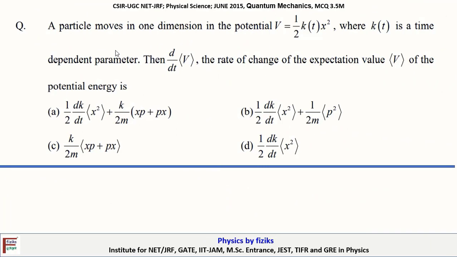A particle moves in one dimension in the potential V equals half k(t) x square, where k(t) is a time dependent parameter. Then the del by del t of the expectation value of V, the rate of change of the expectation value of the potential energy, is. Solution.